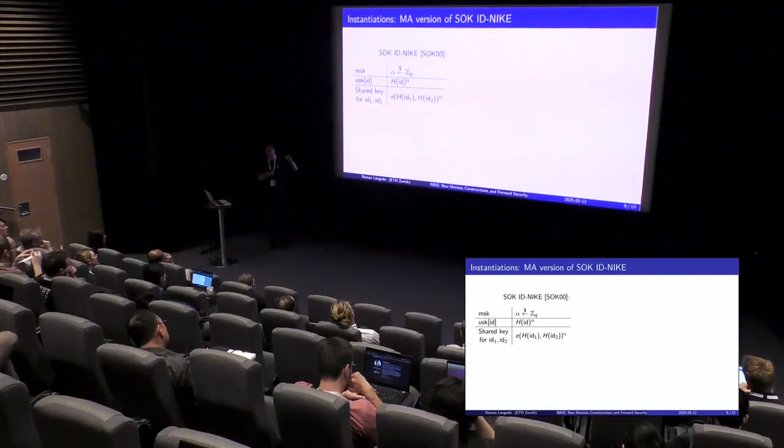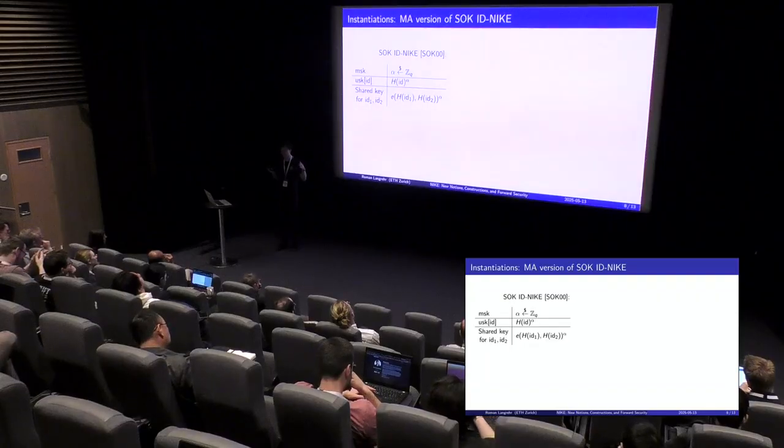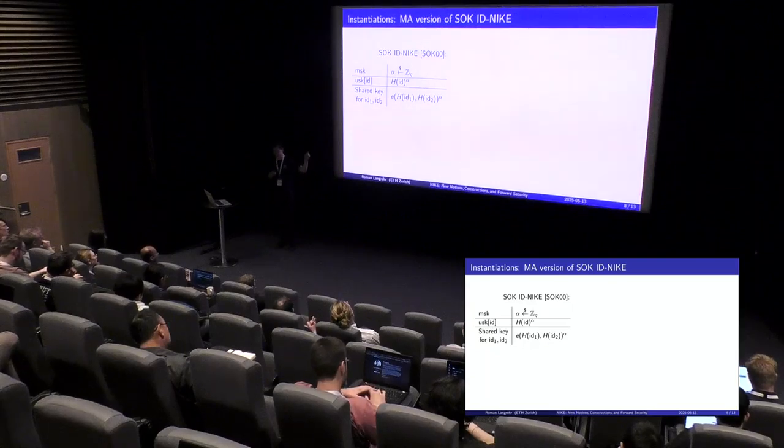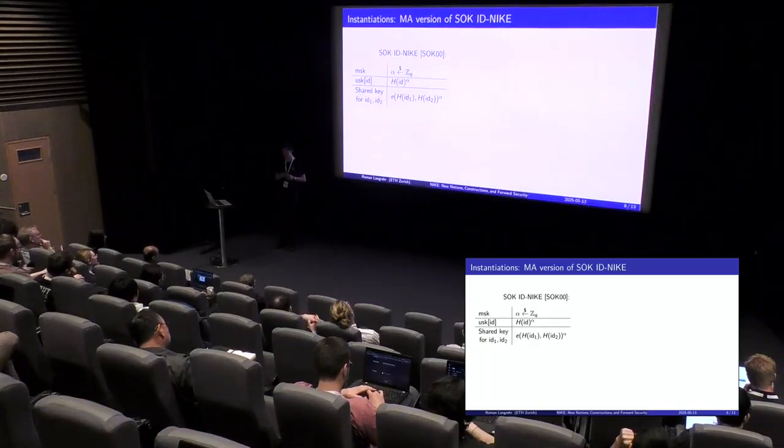The master secret key here is a random exponent alpha. User secret keys, for an identity ID, are computed as follows: you hash the identity and take it to the power of alpha. This hash function will be modeled as a random oracle. The shared key for two users is now the pairing applied to both hashed identities taken to the power of alpha. Both users can compute this by pairing their user secret key with the hashed identity of the other user.